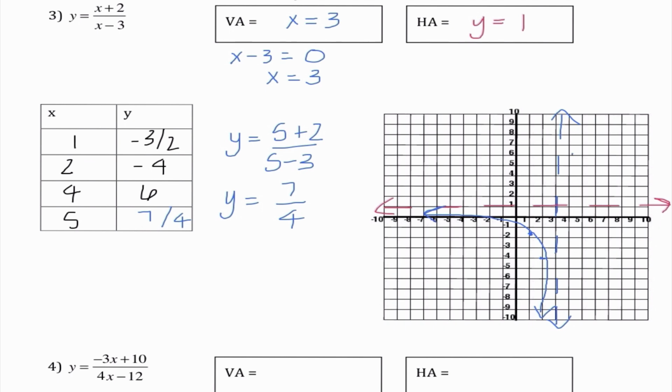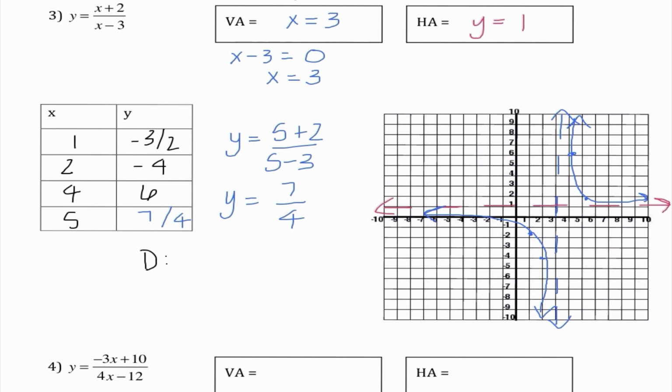Okay, at 4 we have a value of 6, and at 5 I have 1 and 3/4. So once again we can kind of see that we are making this U-type shape that's getting close to the asymptotes but not actually touching them.